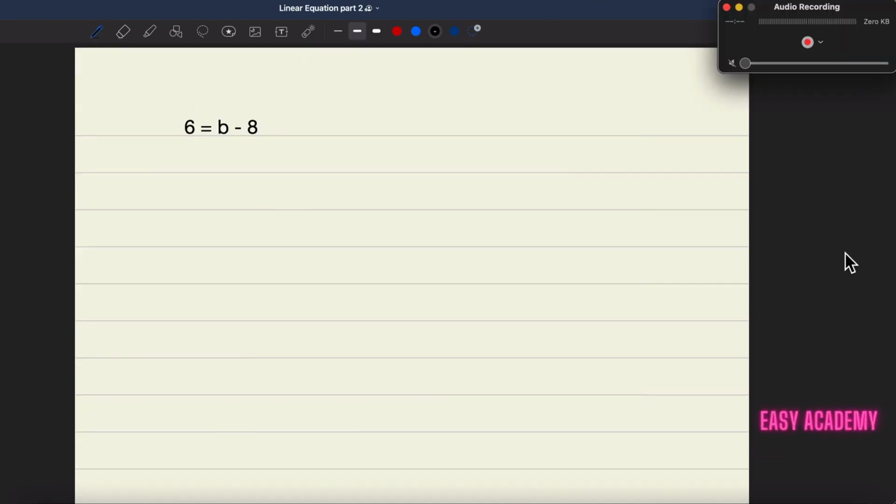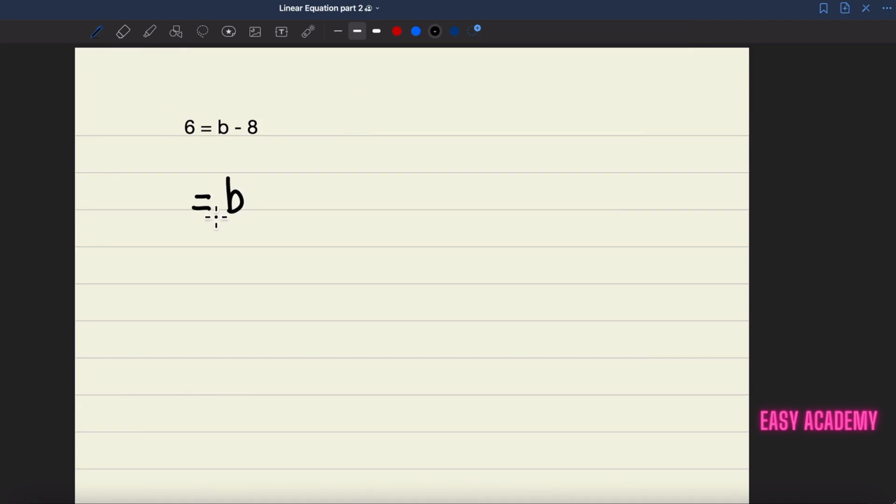Another example, this problem involves subtraction. 6 equals b minus 8. So it's the same thing. We want to keep the variable on one side, b on the right side, and copy 6 on the left side. Now I want to move negative 8 to the left side. So I need to change its sign from minus to positive 8. And the sign in front of 6 is plus.